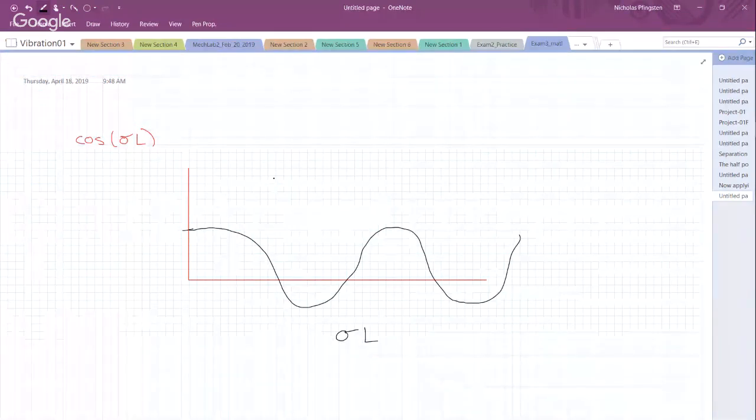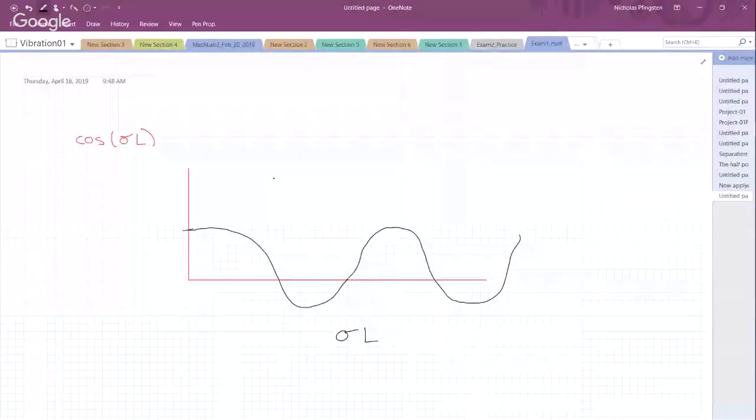I'll draw it because I want to make sure you guys see the way on this. All right, so I have this equation: cosine of sigma L is equal to 0. That's an equation. Anytime you have an equation, well, what values is that true? What values of sigma L make that true?